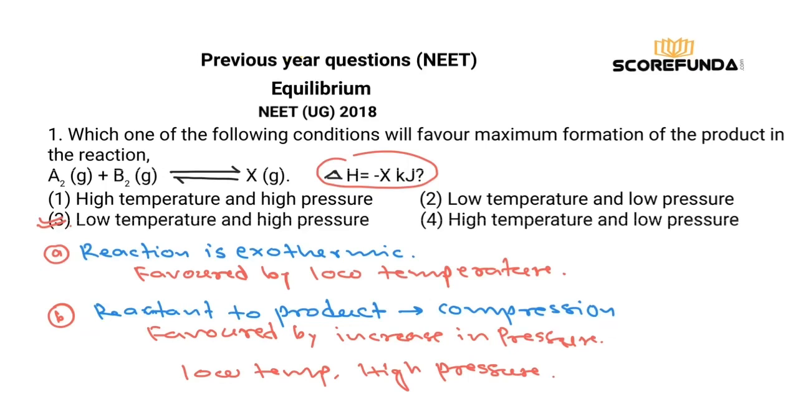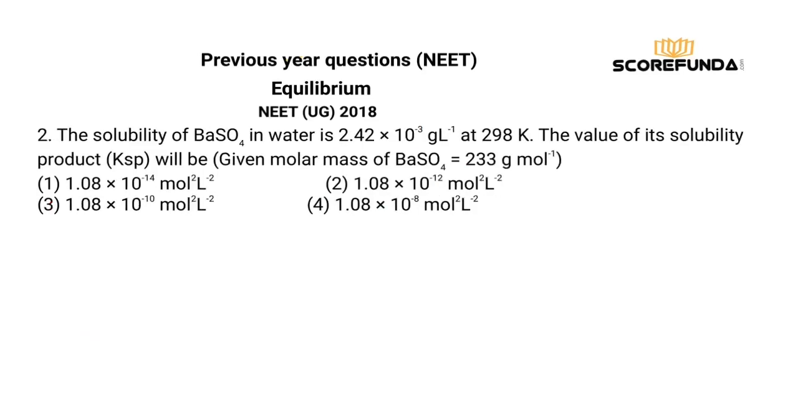अब नीट 2018 में इक्विलिब्रियम पे जो सेकंड क्वेश्चन आया था वो देखते हैं. इसमें क्वेश्चन था: द सोल्युबिलिटी ऑफ BaSO4 इन वाटर इज 2.42 into 10 to the power minus 3 grams per liter at 298 Kelvin. The value of its solubility product Ksp will be, और मोलर मास दिया हुआ था 233 grams per mole. Now जो सोल्युबिलिटी है वो सोल्युबिलिटी दिया हुआ था S was equals to 2.42 into 10 to the power minus 3 gram per liter. Now this has to be converted into moles per liter, तो हम लोग उसको divided by molecular mass करेंगे.